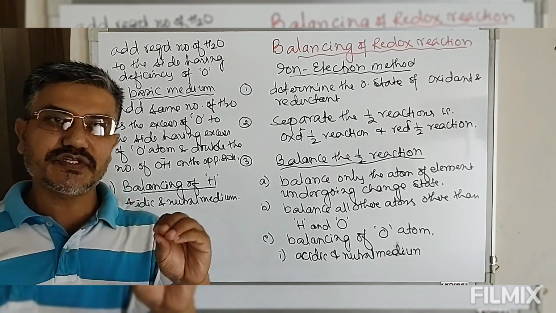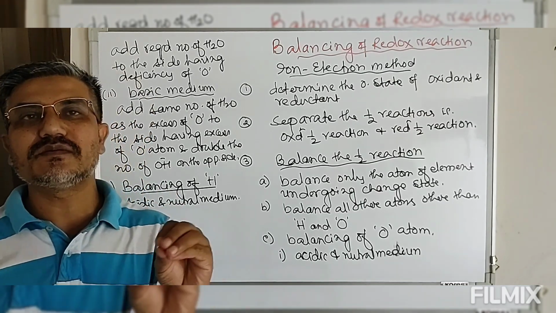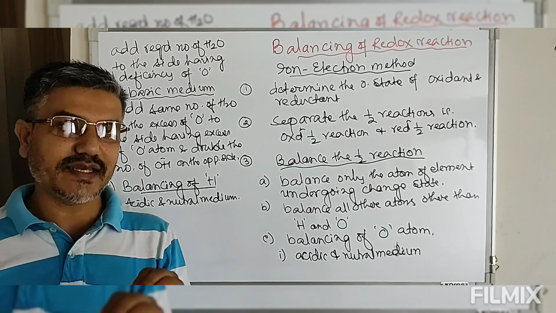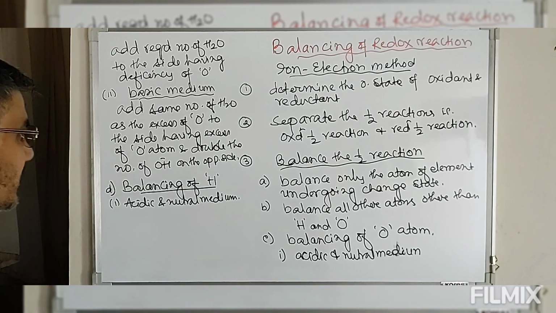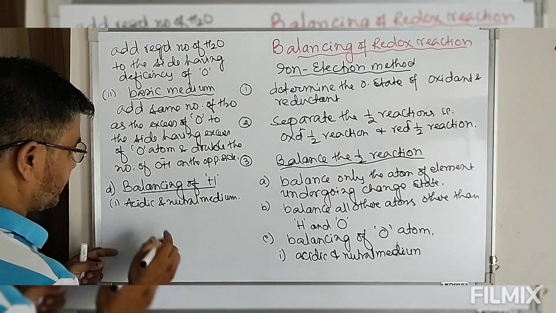So if there is a deficiency of 5 hydrogen, then we will simply add 5 H plus to the side having deficiency of hydrogen. So this is the rule for balancing of hydrogen in acidic and neutral medium.